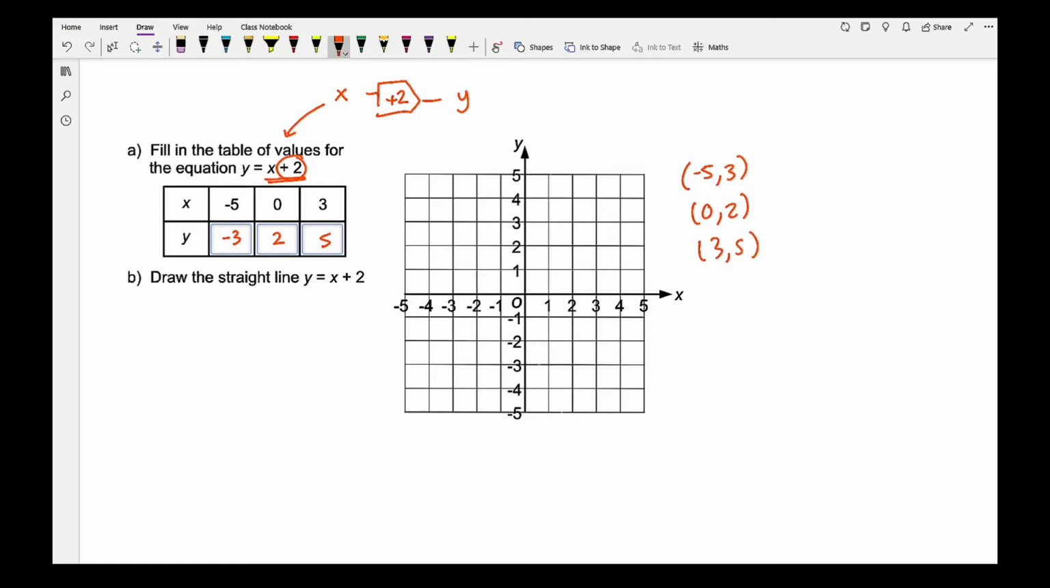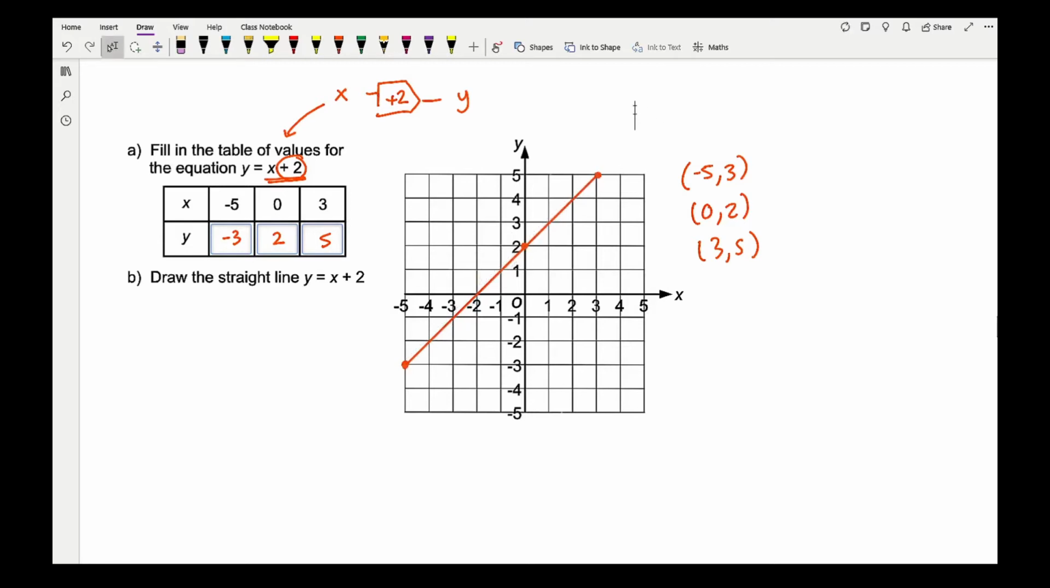So plotting those coordinates, I've got minus 5, minus 3, which is here. I've got 0, 2, which is here, and 3, 5, which is here. So again, I make a quick check that those 3 points make a straight line. Yes. So then we can go straight into actually drawing that line. So again, trying to be as accurate as possible and making sure that they do go, in fact, through the 3 coordinates. And there we go.